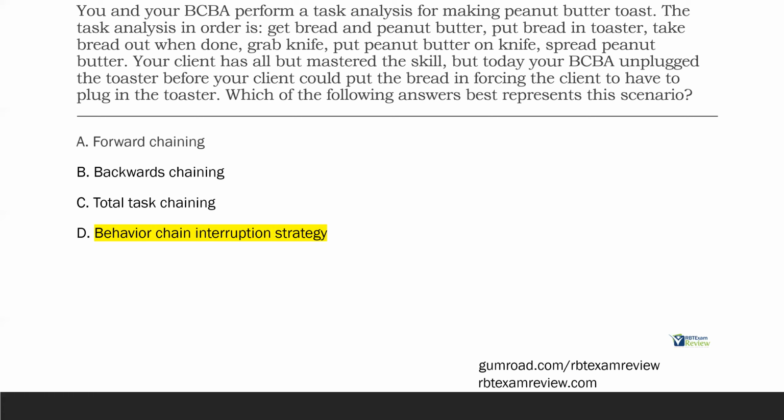This is a good chaining question. Be careful about not adding information to the question that they didn't give you. People want to answer forward and backward chaining for these questions, but we don't know anything about that. Only answer based on the information you're given.